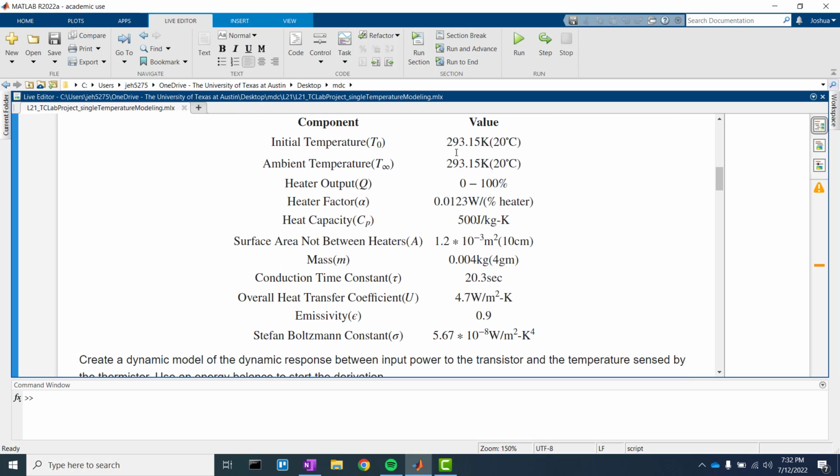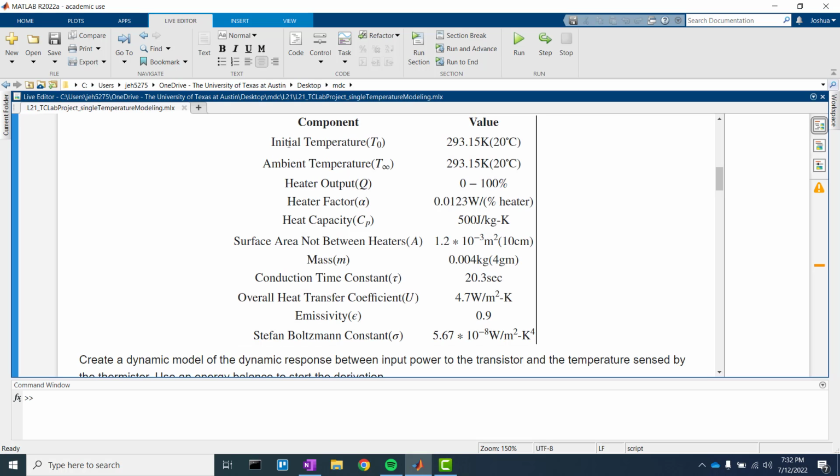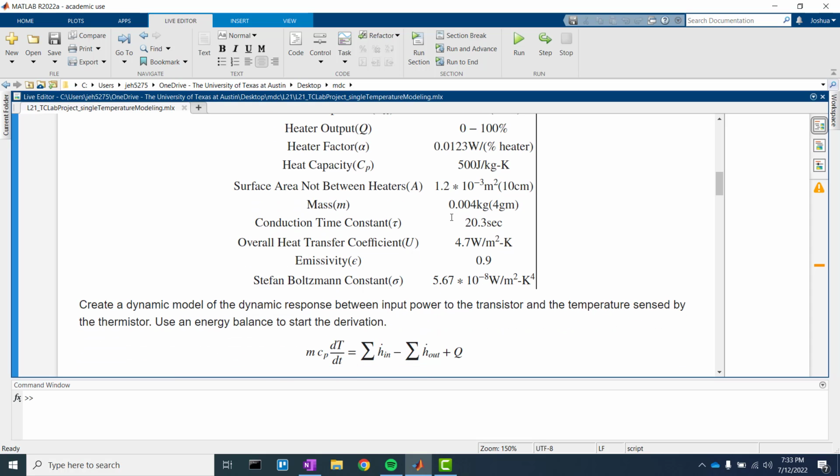So we have some other useful characteristics right here. We could make this more accurate when we talk about initial temperature and ambient temperature. We could take the temperature at time 0, which might be something cool. We also have heater power, quantities we've also talked about. Surface area, you'll notice it's in square meters here, so we have consistency. Same thing with mass, it's now in kilograms rather than grams, and then we have a conduction time constant.